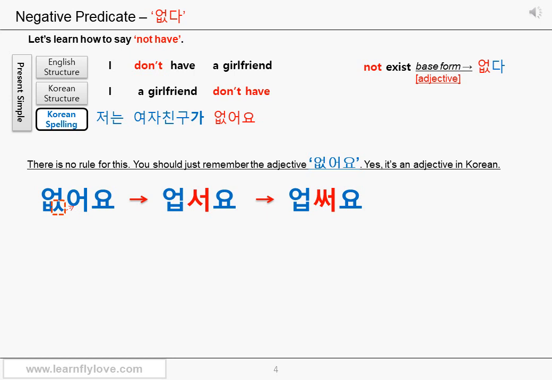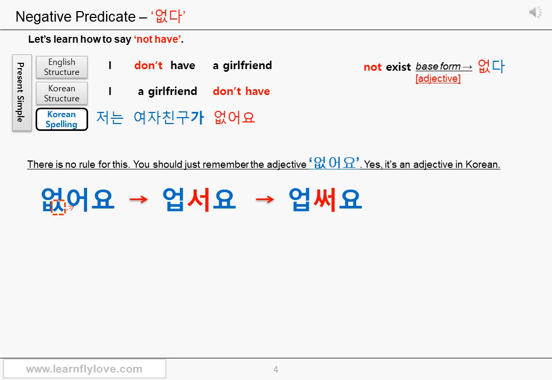I explained it very well as to why you use the subject particle 가 for the object. The same thing applies to the negative predicate, which is 없다. As 있다 basically means to exist, 없다 basically means not exist. You can memorize these negative predicates together with the positive ones. 이다 and 아니다. 이에요, 예요 and 아니에요. 있다 and 없다.